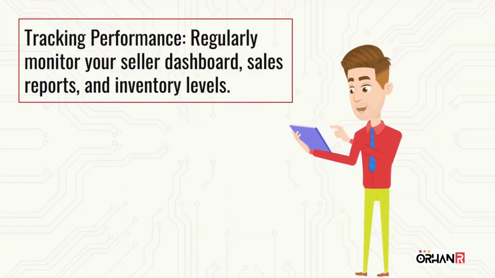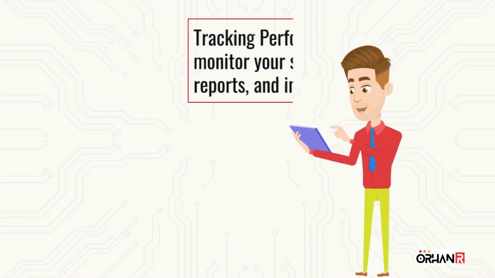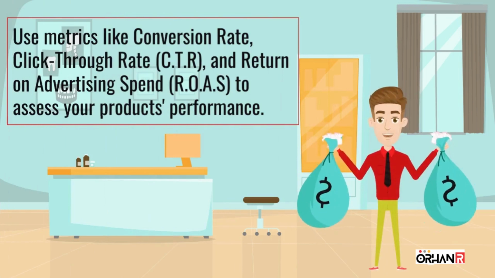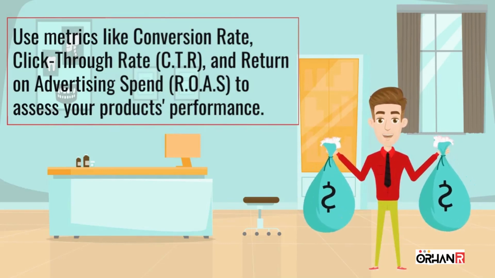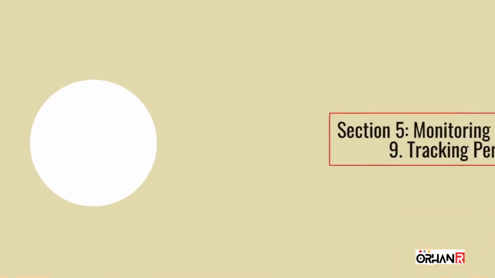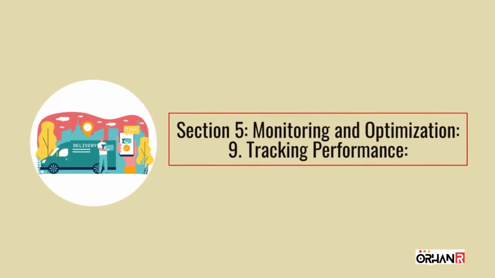Tracking performance. Regularly monitor your seller dashboard, sales reports, and inventory levels. Use metrics like conversion rate, click-through rate, CTR, and return on advertising spend, ROAS, to assess your product's performance. Section 5, Monitoring and Optimization. 9. Tracking performance.